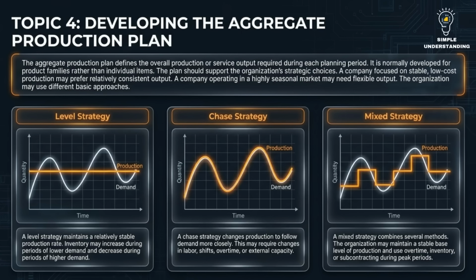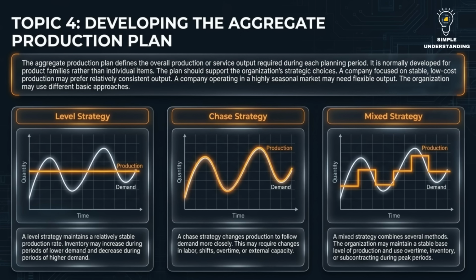Topic 4. Developing the aggregate production and resource plan. The aggregate production plan defines the overall production or service output required during each planning period. It is normally developed for product families rather than individual items. The plan should support the organization's strategic choices. A company focused on stable, low-cost production may prefer relatively consistent output. A company operating in a highly seasonal market may need flexible output.